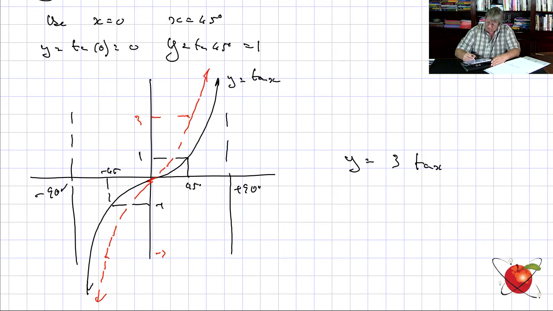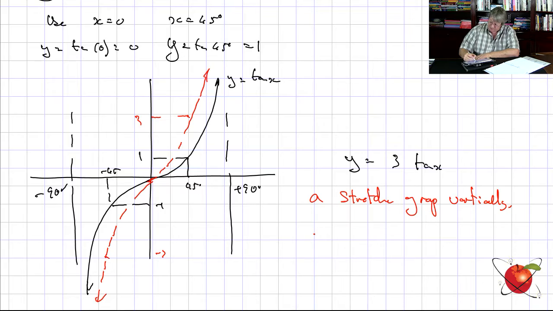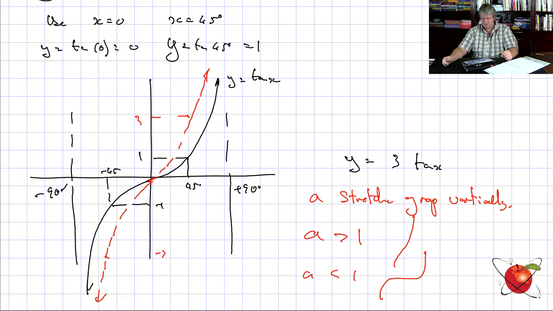So therefore, A stretches the graph vertically. In other words, it does this. Can you see? It's making it more of a straight line. So we say that if A is greater than 1, the graph goes like that. If A is less than 1, the graph is stretched the opposite way.